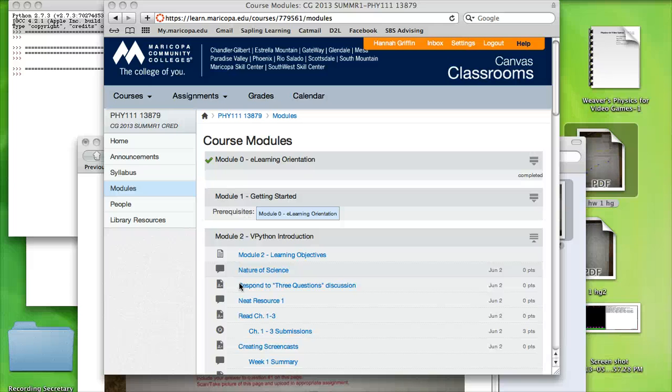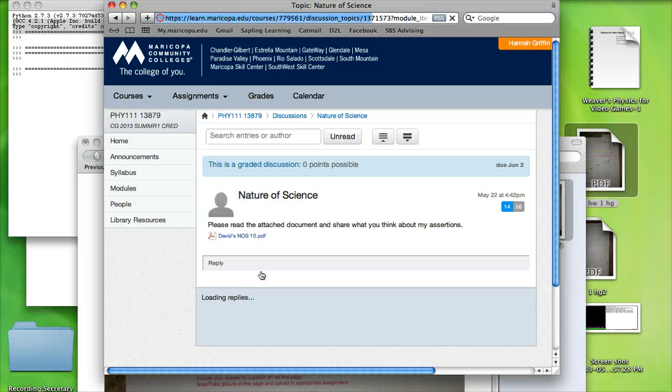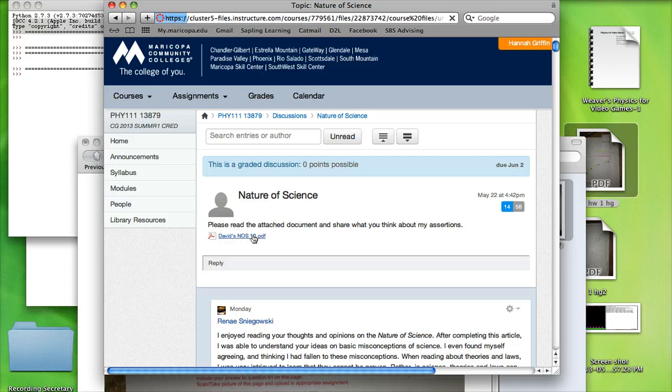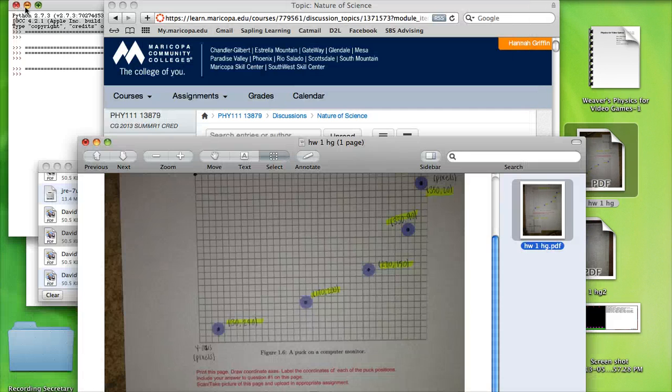This week in Module 2, VPython Introduction, the first thing we had to do was read an article called The Nature of Science, which was about your assertions about common misconceptions in the science field. One of the assertions that I really liked that you made was your third one, right here, about seeing one thing when you're looking for another. I definitely can relate to this in many circumstances.